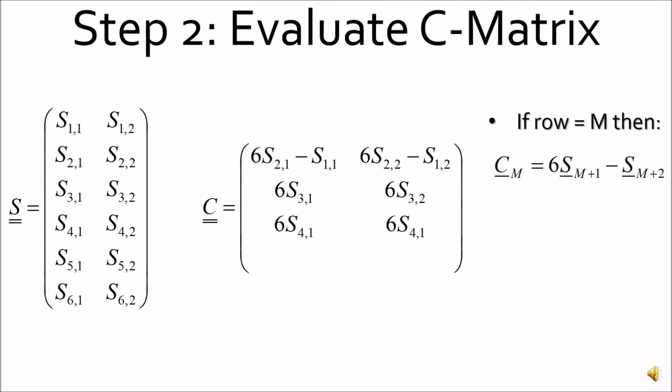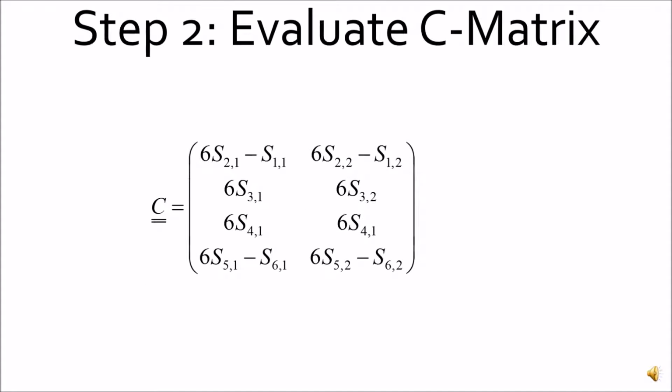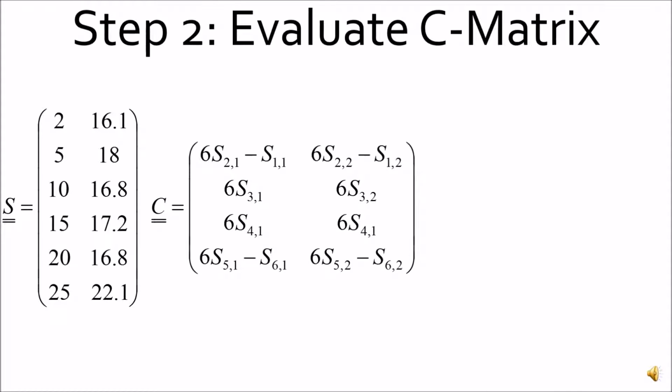And then we get to the final row, which is just, as I said before, 6 times the m plus 1 row in the S matrix, and you subtract from that the m plus 2 row of the S matrix. Okay, so here we have the C matrix evaluated in terms of S. We have some real data for S, so we can just plug these values in and carry out the algebra.